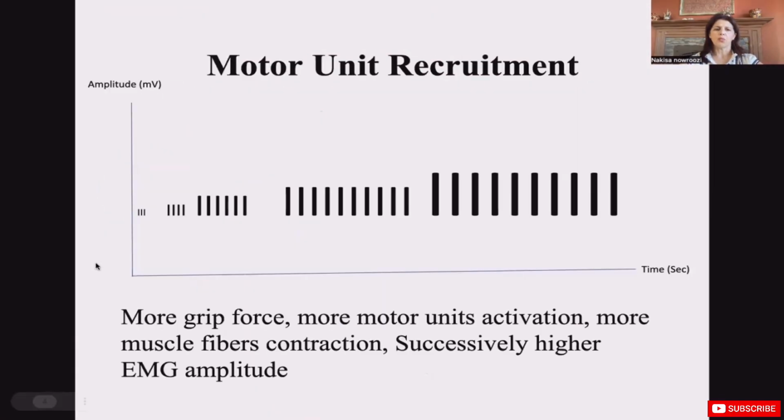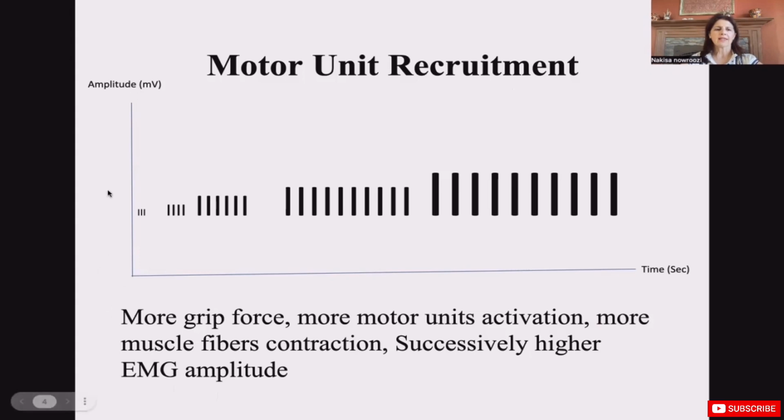We have another way of doing this experiment, which is called motor unit recruitment. In this one, the subject is going to progressively give us a stronger grip force. And what happens when you give stronger grip force is that more motor units are activated, more muscle fibers are contracted. So successively, you have higher EMG response.